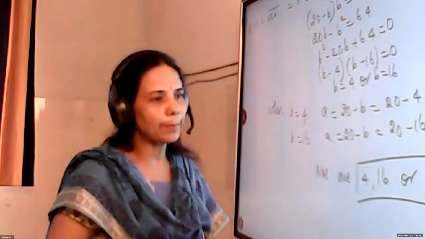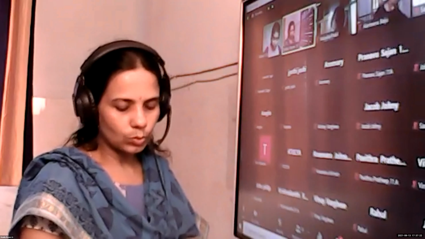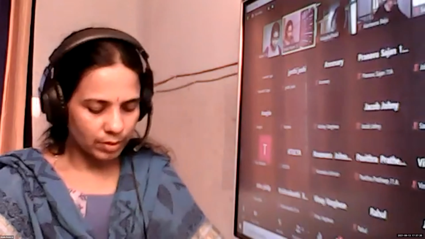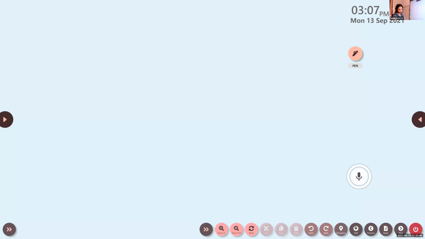If capital A and capital G are the arithmetic mean and geometric mean respectively between two positive numbers, prove that the numbers are A plus or minus root of A square minus G square.